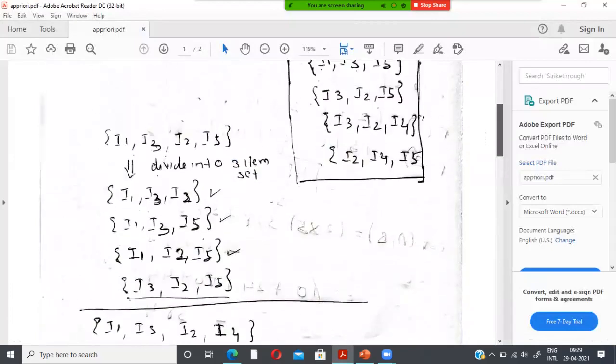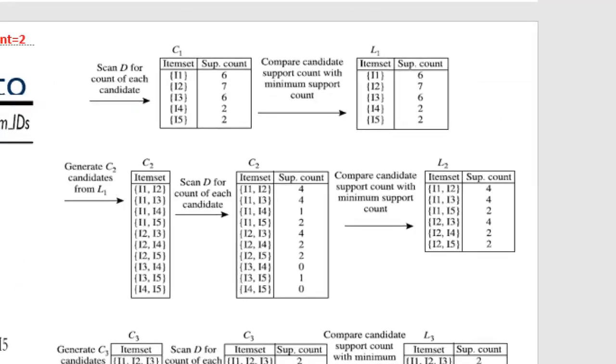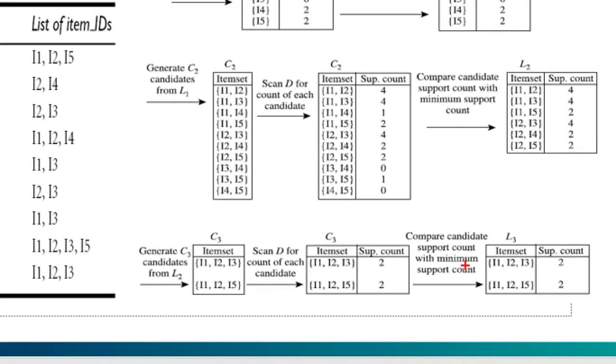So what I am doing here is generating C3 from it. From the 2-item sets, I get 3-item sets. I1, I2, I'm comparing the first two: I1, I2, I3. I'm comparing the first one with the second: I1, I2, I1, I5 gives I1, I2, I5. Then I have I1, I2, I3, which is already there.